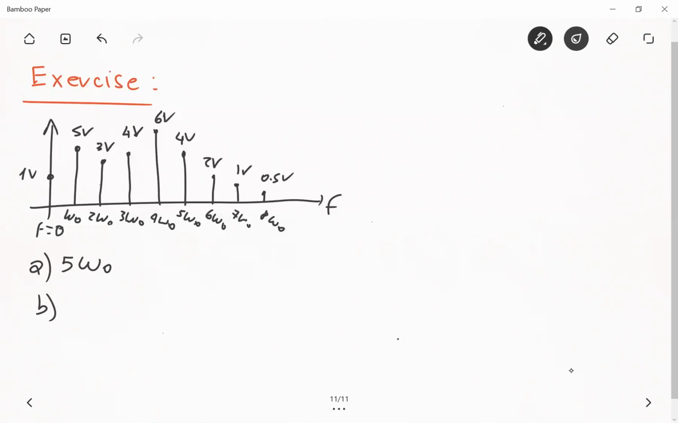Okay, so question B. This question will probably be very similar to what you find in the oblique. If you have any questions, just ask. Question B, what is the DC component of this signal? You remember that in the spectrum, each line corresponds to a harmonic, and a harmonic is an oscillation, a sinusoidal signal. The harmonic at frequency zero is a sinusoidal signal with zero frequency, which means a constant. So the answer here is 1 volt. It is the component at zero frequency.